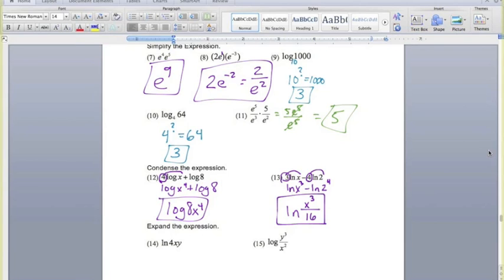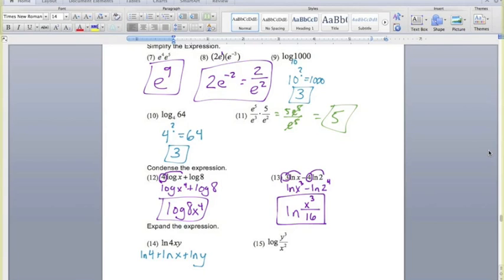Our expanding problems here are exactly the opposite. Now we want to separate these out and give each number or letter its own individual log. So in number 14, we have a natural log of 4 times x times y. How do we separate out those multiplications? With addition. So we get the natural log of 4 plus the natural log of x plus the natural log of y. Each of the multiplications becomes its own individual addition.